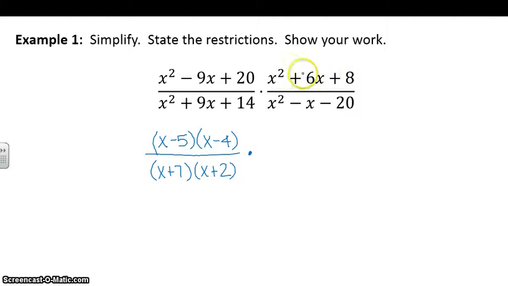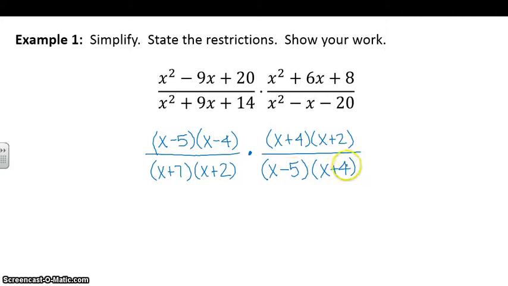Multiply. Top right, what multiplies to give you 8 and adds to give you 6? So x plus 4, x plus 2. And on the bottom, what multiplies to give you negative 20 and adds to be negative 1? You're going to have x minus 5 and x plus 4. So negative 5 times 4 is negative 20, and negative 5 plus 4 is the negative x. So we first factor everything.